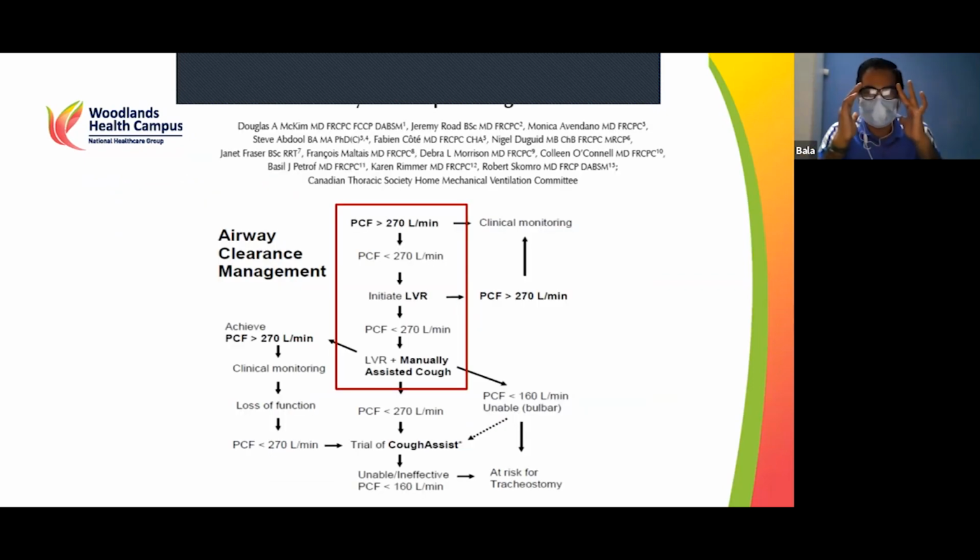So now with this assessment, how do we put this into application? This guideline is from the Canadian Society. They have used peak cough flow as a guide. When the peak cough flow is greater than 270 liters per minute, this is where I said the cough is intact a little bit. So the patient just needs clinical monitoring.